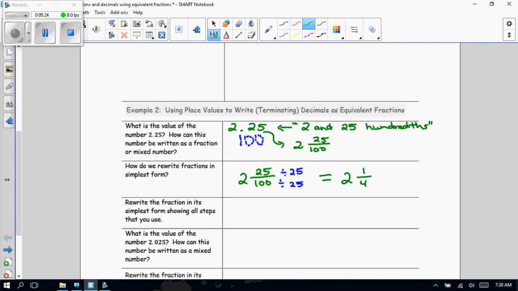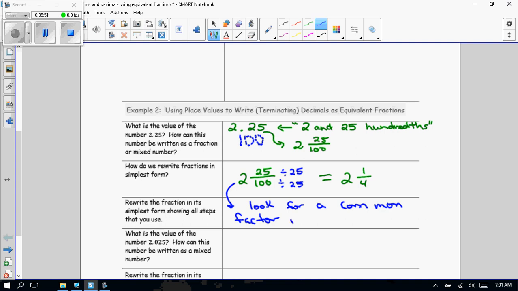So it says, rewrite the fraction in its simplest form, showing all the steps that we use. We already did that. How do we do that? We have to look for a common factor, right? That's what we did. I actually put this in the wrong spot. We have to look for a common factor. And in this case, our common factor in both the numerator and the denominator was 25.